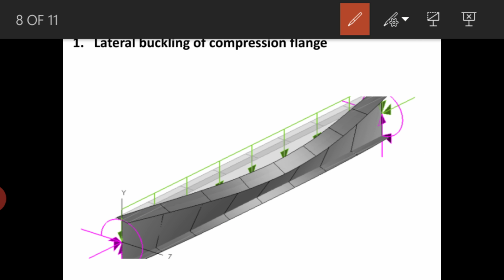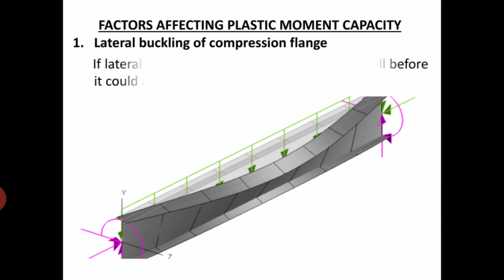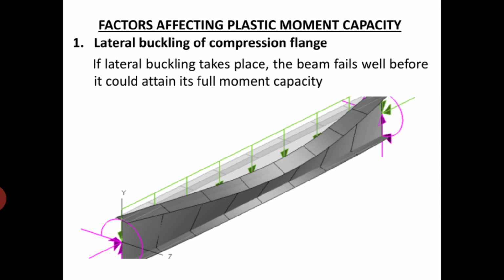In this one, if lateral buckling takes place, the beam fails well before it could attain its full moment capacity. So this is one of the reasons which affects the plastic moment capacity. If the beam has buckled before reaching the plastic moment capacity, then the buckling can affect the plastic moment capacity. That is, if lateral buckling takes place, the beam fails well before it could attain its full moment capacity.